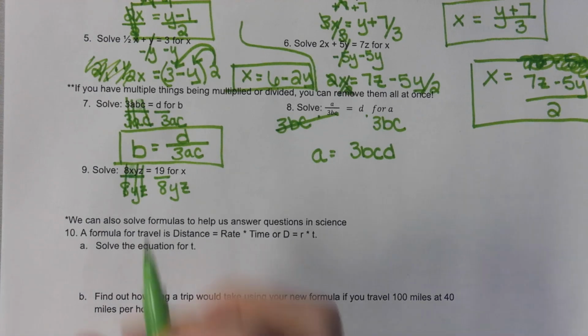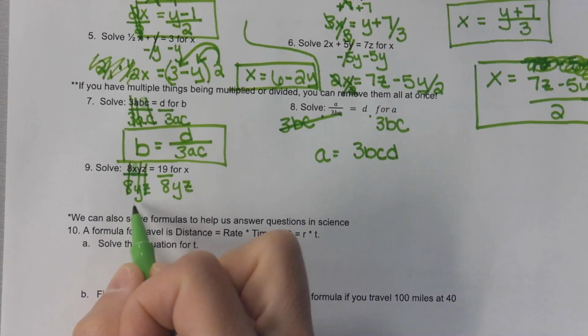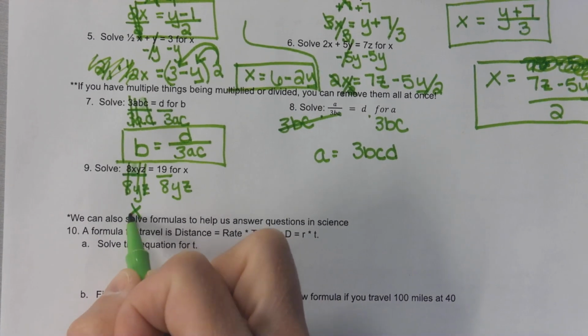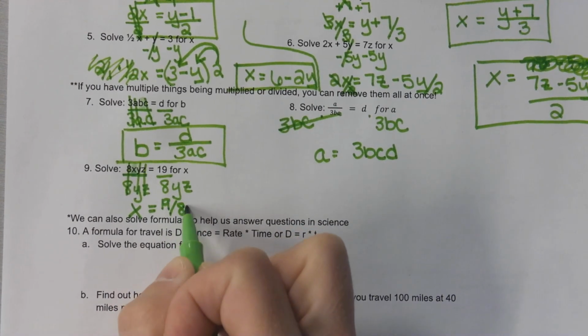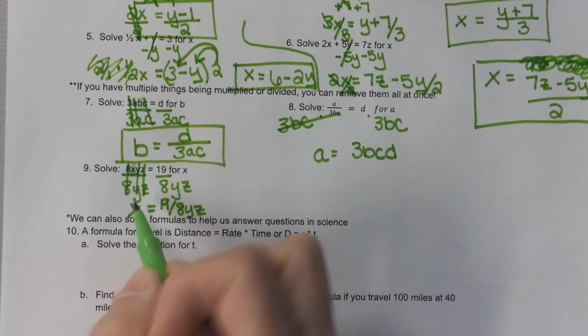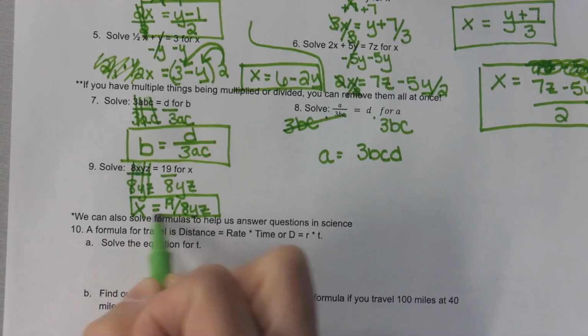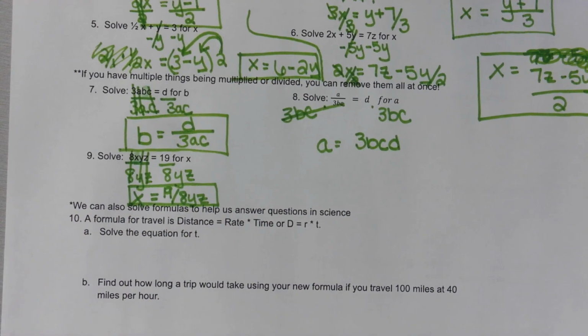So you said, what, Hayden? What's left on the left? X equals 19 over 8yz. I didn't quite have enough room, so I wrote a slash instead of a true fraction. Yeah, that's fine too. My spacing isn't perfect this morning.